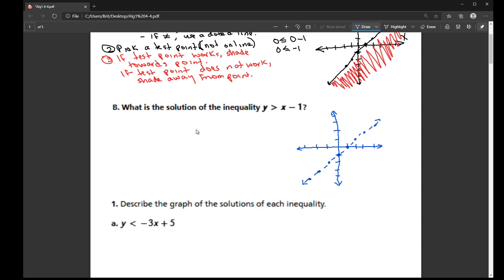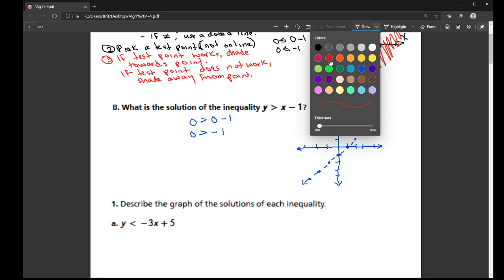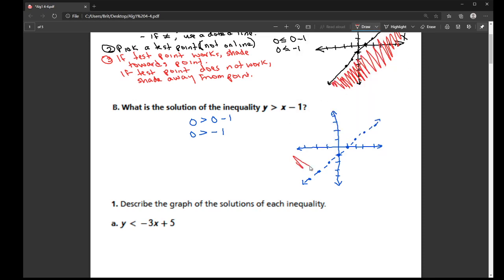And then if I pick the test point, I have 0 is greater than 0 minus 1. Then I can see that I need to shade this way towards 0, 0.